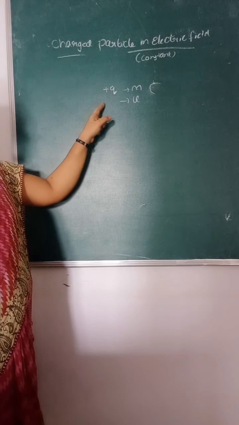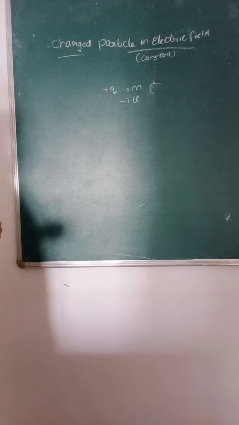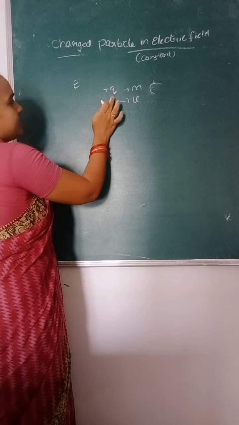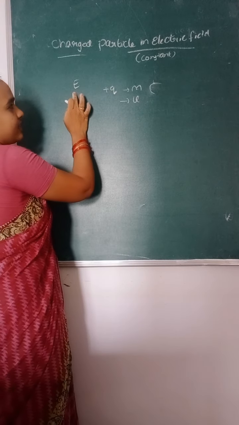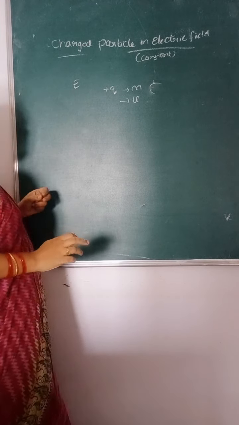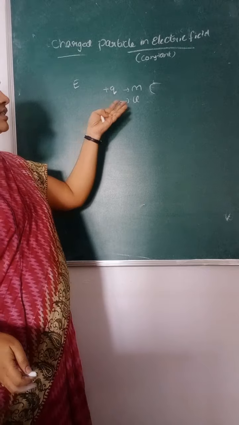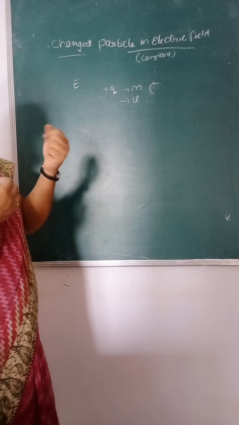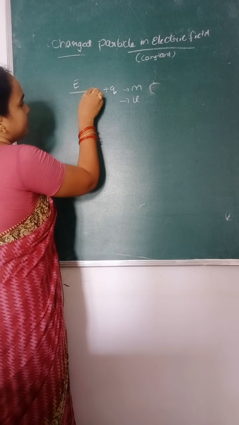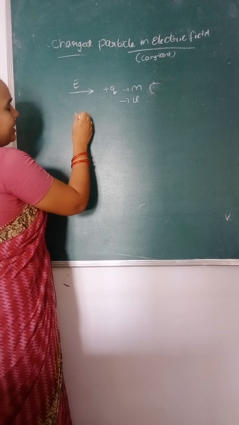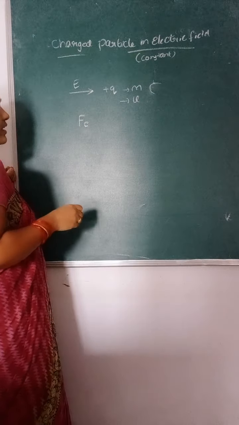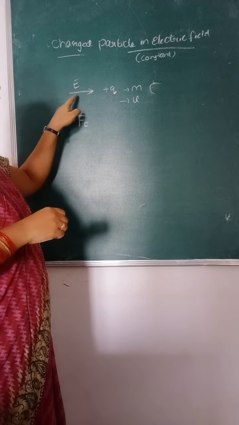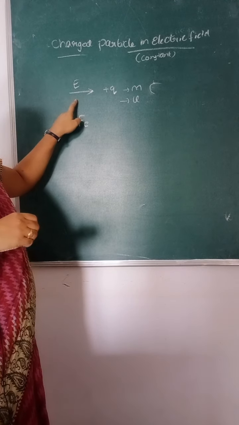Let this point charge be acted on by an electric field E. When this charge is exposed to an external electric field E, then its velocity changes. So there is some acceleration. Then the force exerted due to this electric field, let it be denoted as Fe. Fe is the force acting on the charged particle +q due to the external electric field.